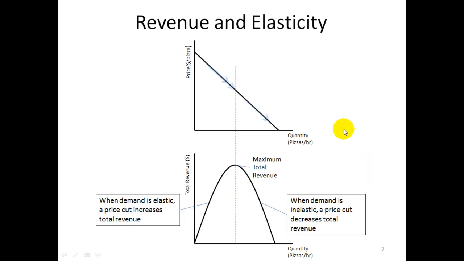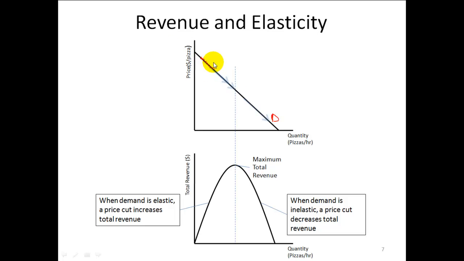Now let's look at the relationship between elasticity and revenue. A point that we have not fully highlighted yet, and we will do so now, is the concept that even though you are looking at a straight line demand curve over here, the elasticity of demand changes as you move along this demand curve. So let's look first at the region up here.